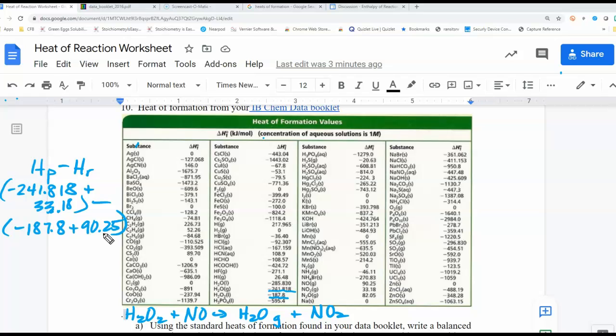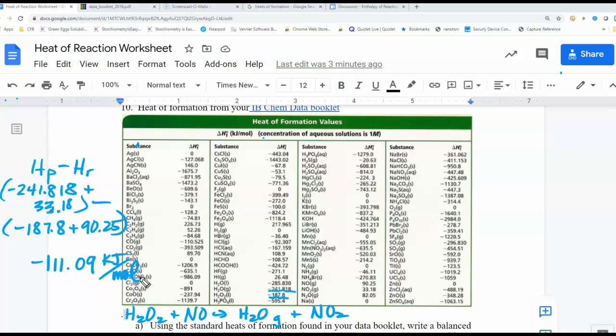Okay, so when I get this all done, my result should come out to, and I've got to get my math going, negative 241.818 plus 33.18, and from that I'm going to subtract negative 187.8 plus 90.25, and my overall comes out to negative 111.09, and that should be kilojoules per mole.